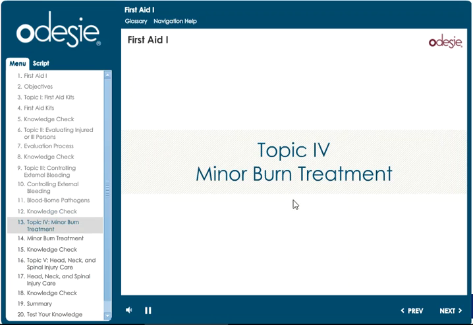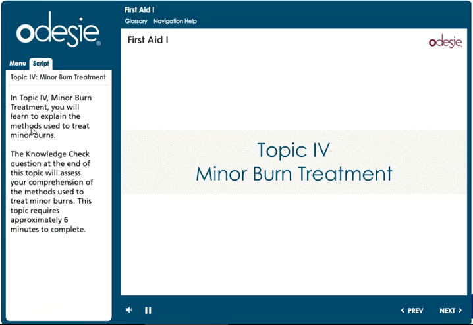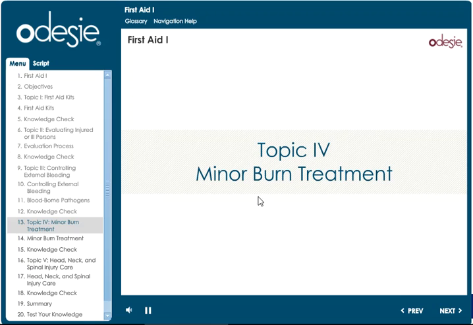In Topic 4, Minor Burn Treatment, you will learn to explain the methods used to treat minor burns. The knowledge check question at the end of this topic will assess your comprehension of the methods used to treat minor burns. This topic requires approximately 6 minutes to complete.